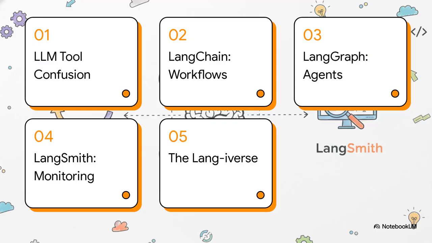So here's how we're going to break it down. First, we'll just acknowledge the confusion everyone's feeling. Then we'll tackle LangChain, LangGraph, and LangSmith one by one. And finally, we'll put it all back together so you can see the big picture.